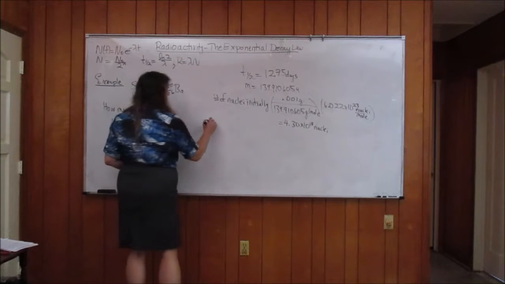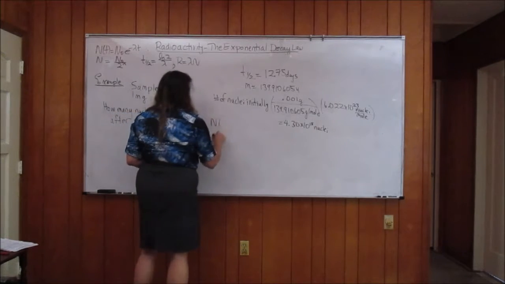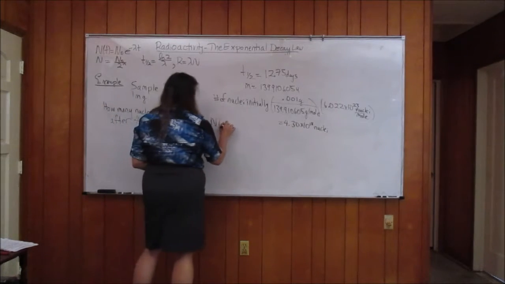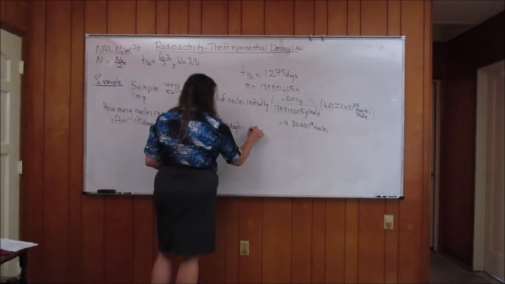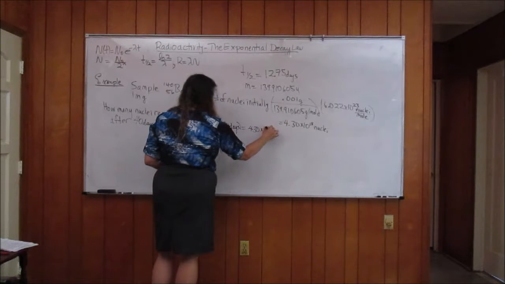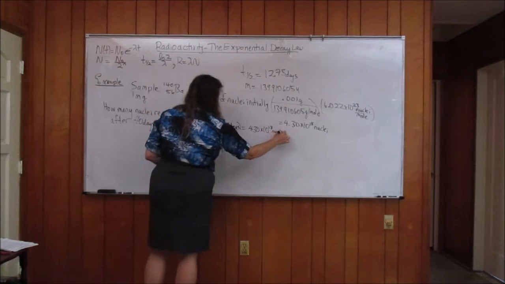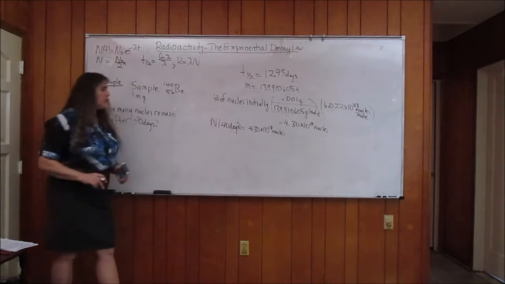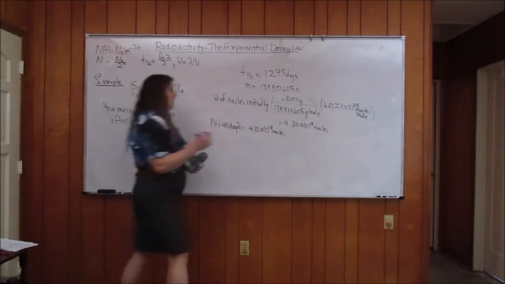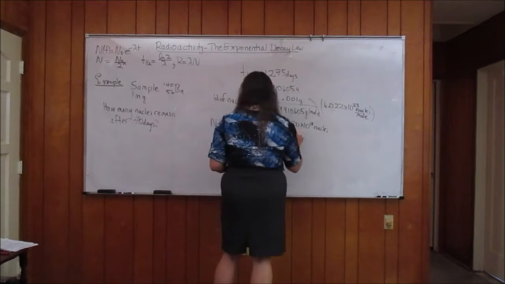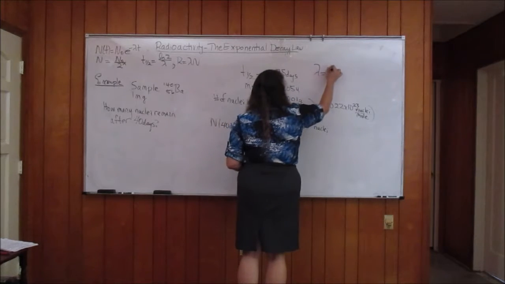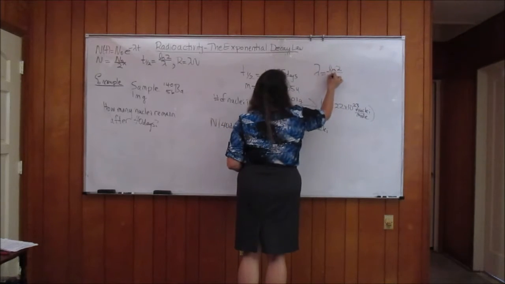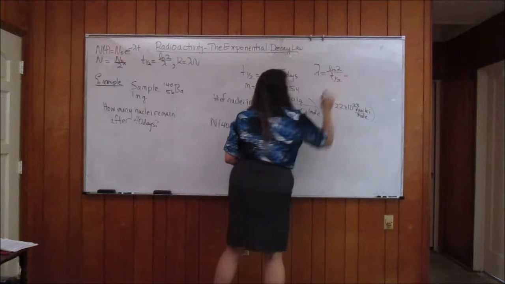So I'm just going to use the first expression of the exponential decay law. So that's 4.30 times 10 to the 18th nuclei times e to the minus, and we need to calculate the decay constant. We'll do that next. That's equal to the natural log of 2 over t1/2.